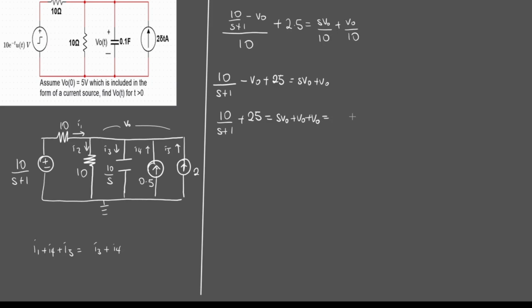Okay, so let's factorize that out. So it's going to be V0 into S plus 2. All right, we can now add these fractions. They don't have anything of importance to us. So 10 over, that's going to be 10 plus 25 S plus 25 all over S plus 1. Okay? 35 plus 25S all over S plus 1, and that's going to equal V0 into S plus 2.